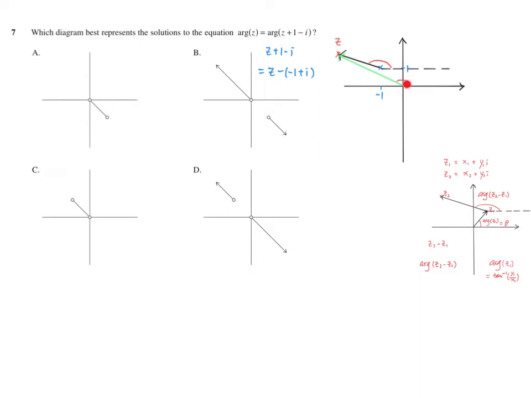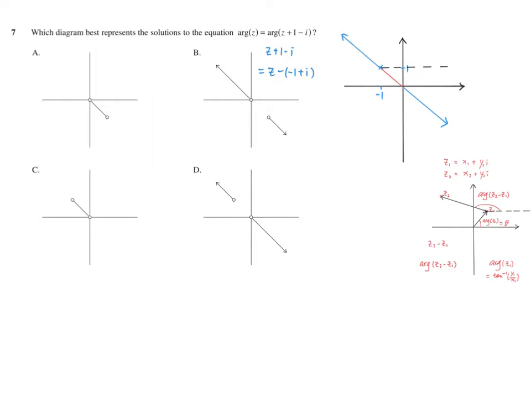How can these two angles be equal? In order for these two angles to be equal, this Z, the minus 1 plus i, and the origin, the three should lie on the same straight line. Now, on the straight line, I can take any Z I like. Say I take Z here, and the argument of Z is this one. The argument of Z minus 1 plus i is this one. Of course, these two arguments are the same.